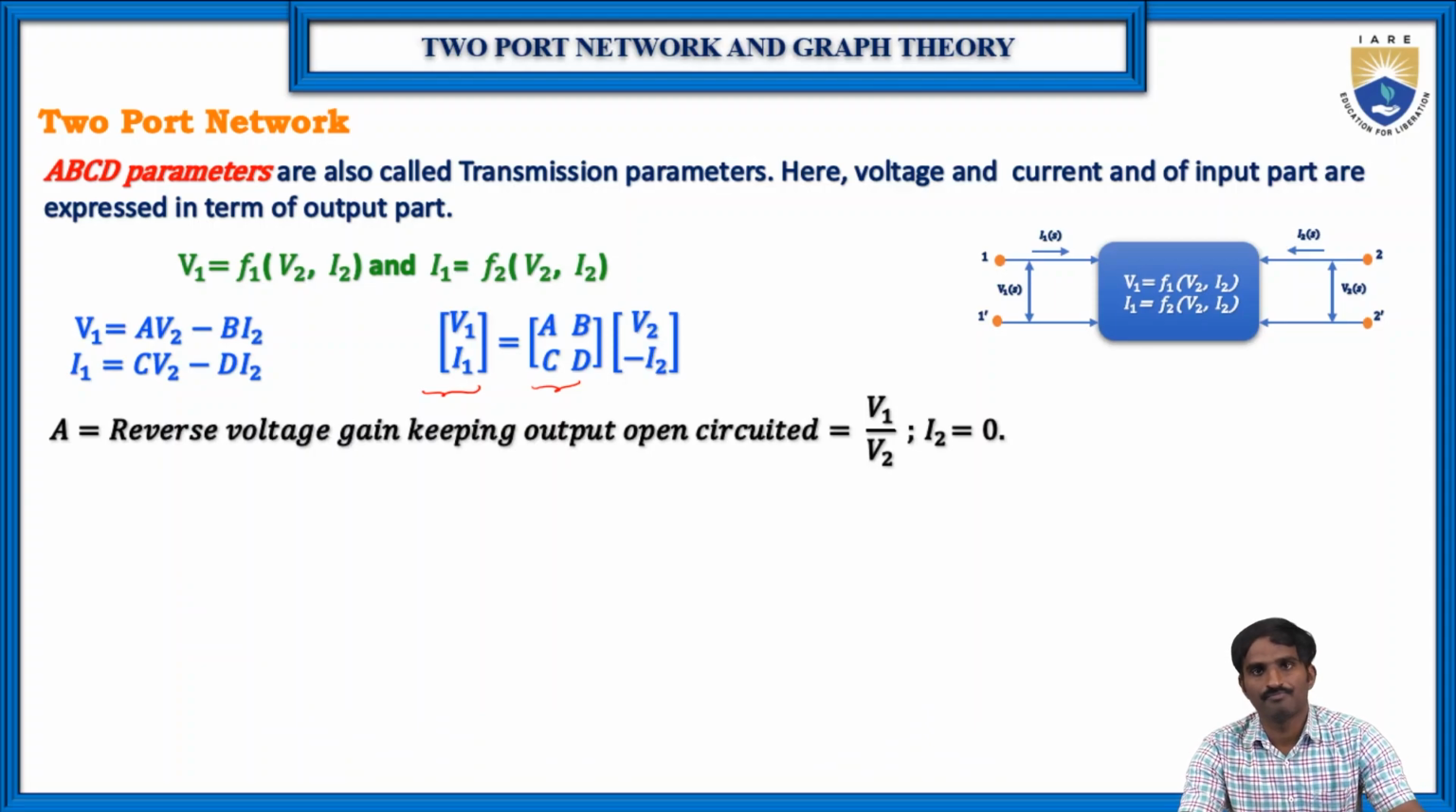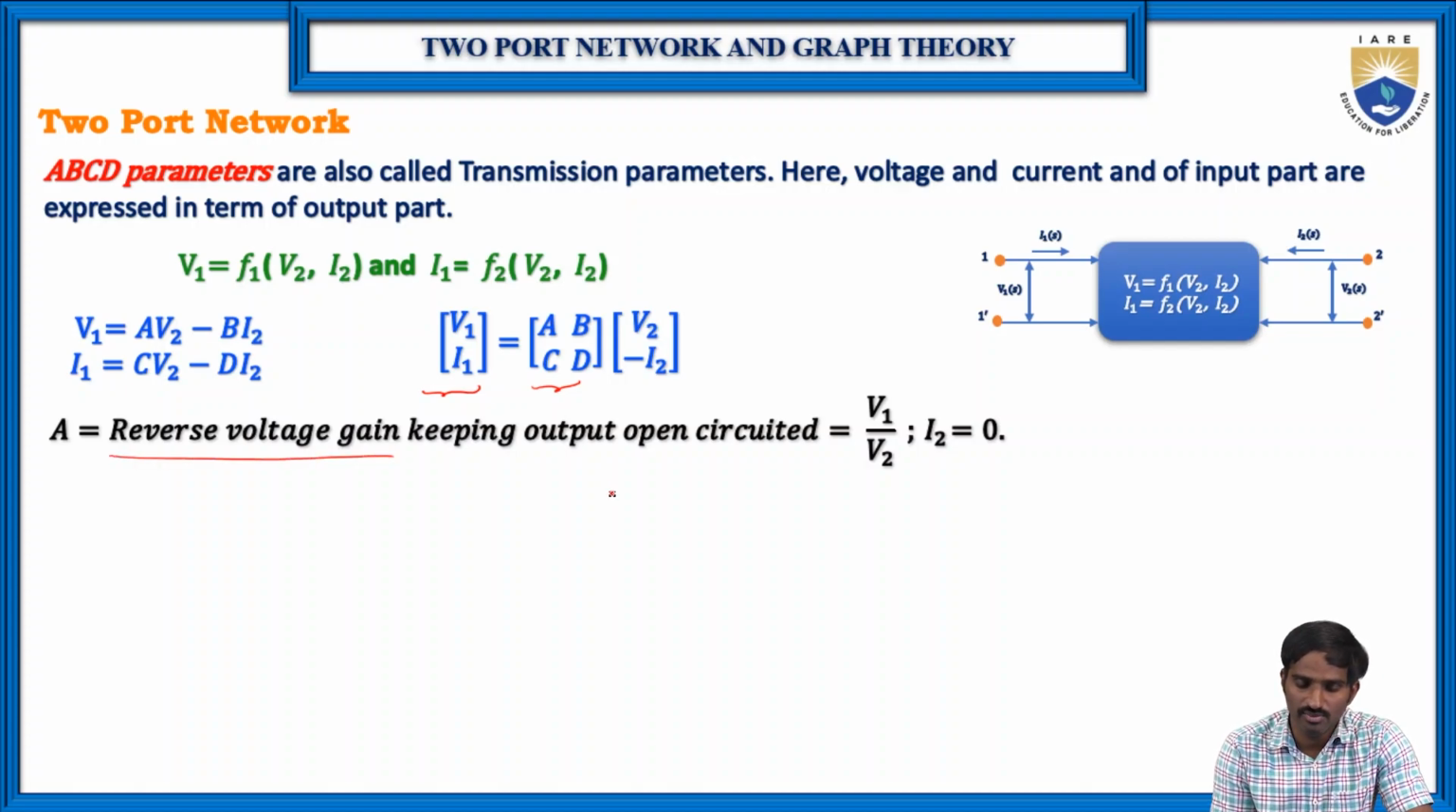Then here, what is meant by A? A is equal to V1 by V2. V1 by V2 is the reverse voltage gain. Actually the voltage gain is usually V2 by V1, output voltage by input voltage, but here it is input voltage by output voltage, so it is the reverse voltage gain, keeping the output open circuit. Because here both V1 and V2 are considered, I2 must be made 0. Then only you can find the A parameter in the ABCD parameters.